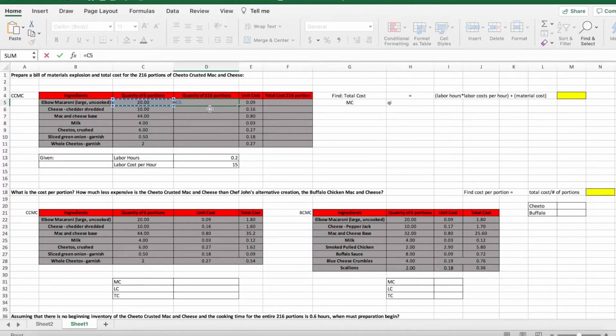To do this, we take the quantity of 6 portions and multiply it by 36. So we get 36 by doing 216 divided by 6. And you're doing this because you need to find the quantity of 216 portions. So moving over to the total cost, you simply multiply the quantity of 216 portions times the unit cost.